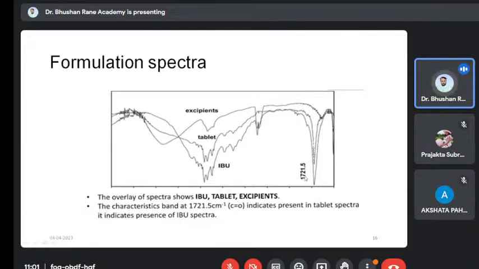If the sharp characteristic peak of ibuprofen for C double bond O is observed in our formulation also, you can understand that the formulation has ibuprofen present. This is the formulation spectra. Likewise, for your own formulations, you can take the overlay spectra and find out the characteristic peak for your drug molecule, and you can predict whether the drug is present or not. So the absence and presence of drug can be confirmed by FTIR.